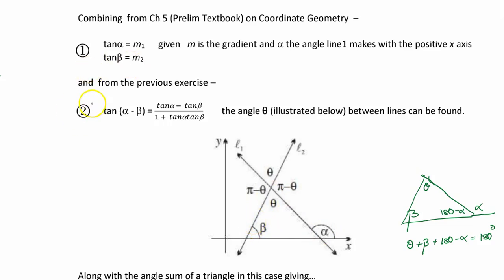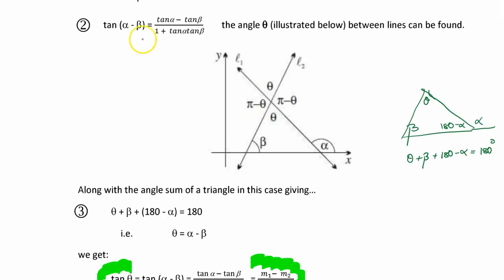Now, theta is the one that we're eventually getting to. At the moment, we've got alpha and beta. So we know by definition, and we learnt this association from the previous exercise, that the tan of alpha minus beta is tan alpha minus tan beta over 1 plus tan alpha tan beta. And we're going to combine that with the angle sum of a triangle, where you can see over here, theta plus beta plus 180 minus alpha equals 180. You know where this line now hopefully comes from: the angle sum of a triangle.